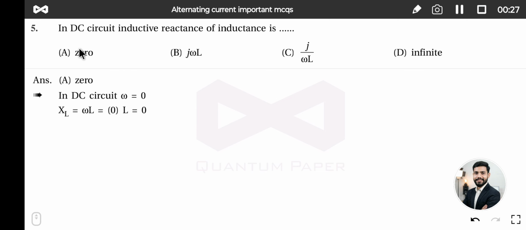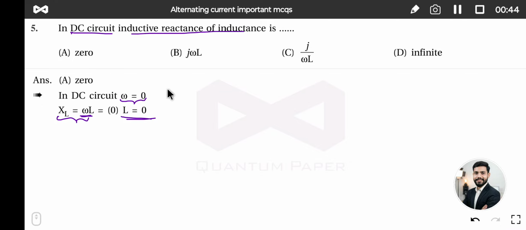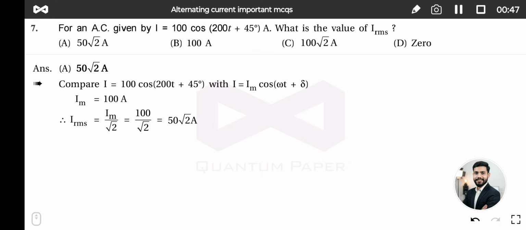Next question, in a DC circuit the inductive reactance of the inductance is. We know that in a DC circuit the frequency is 0, and with the inductive reactance formula XL is equal to omega L, the frequency is 0, so the inductive reactance is also 0 in this case. So the correct answer is A, 0.